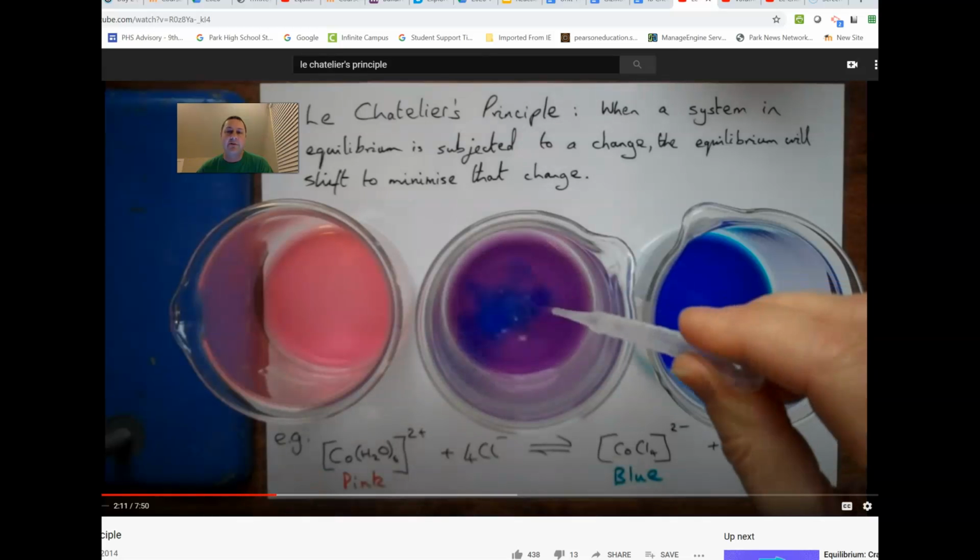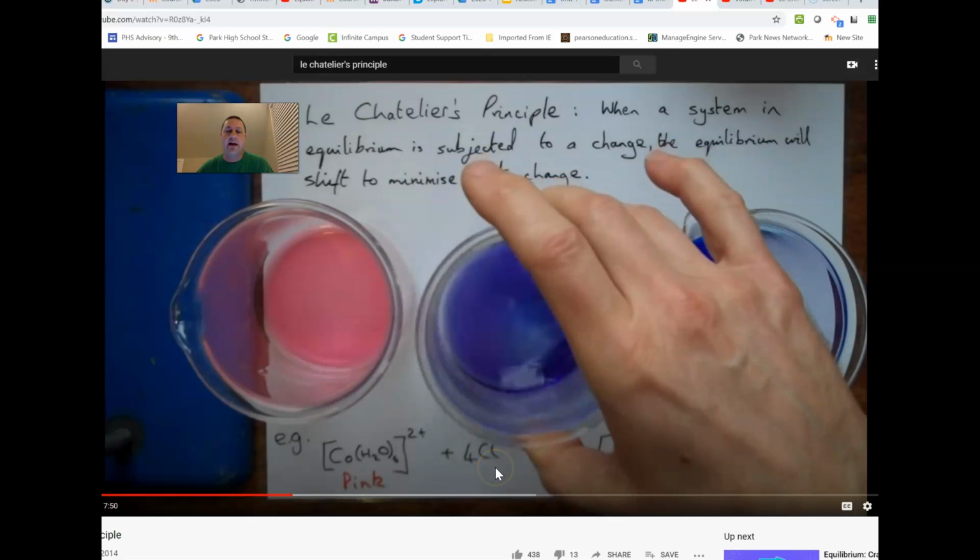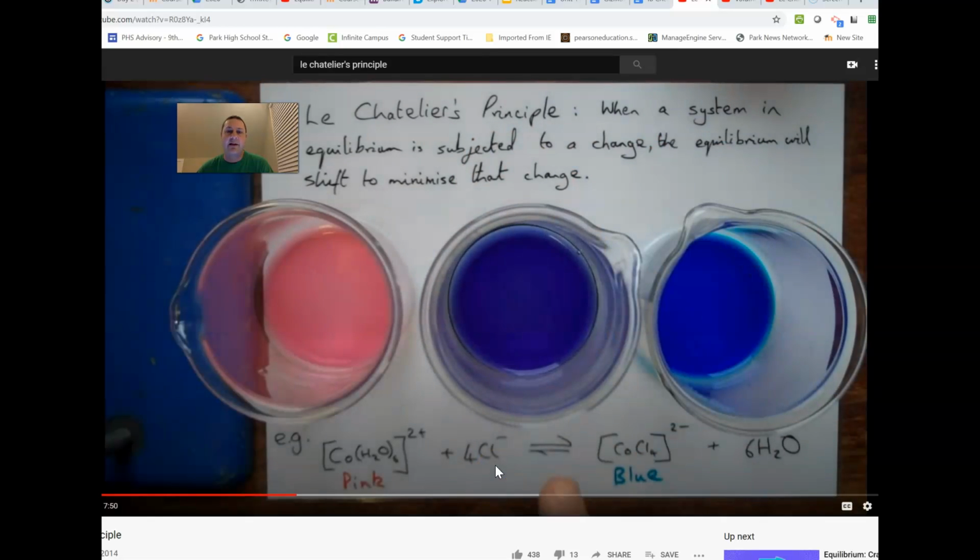I believe it was hydrochloric acid. There it goes. They're adding more of that, and you can see you're adding a lot of chloride ions that are in the hydrochloric acid, and now it has tried to minimize you adding that, so both of these react away a little bit, and it forms more of this. And there's actually more water in there, which we obviously can't see because it's clear.